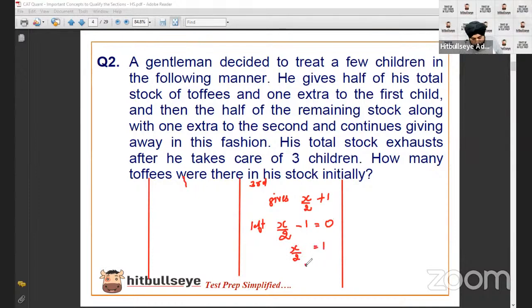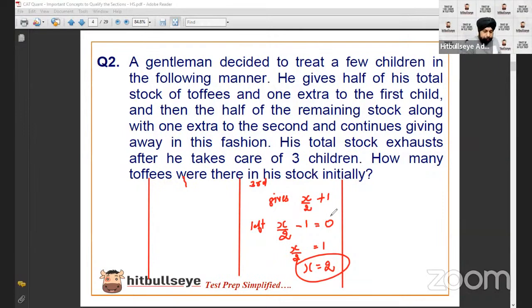X by 2 is equal to 1, so X becomes equal to 2. That means before giving it to the third child, he has 2 toffees. You can calculate it once again. Half of 2 is 1, and then one more is given. So basically both the toffees have been given to the person and you are left with 0.